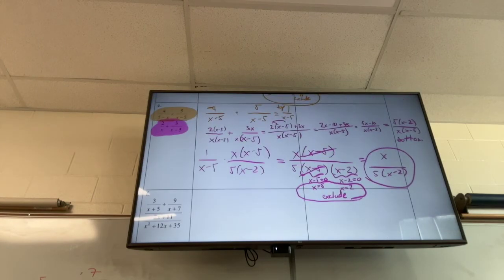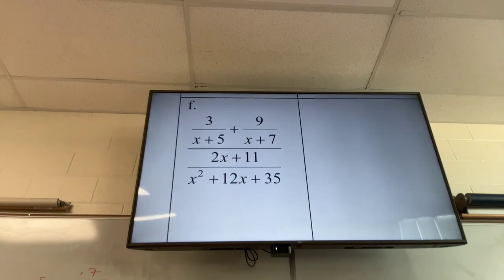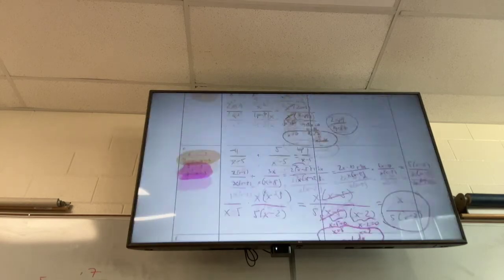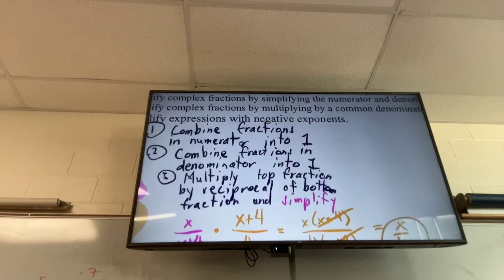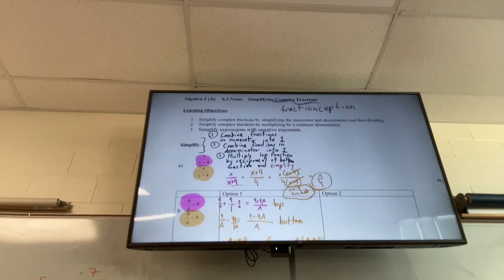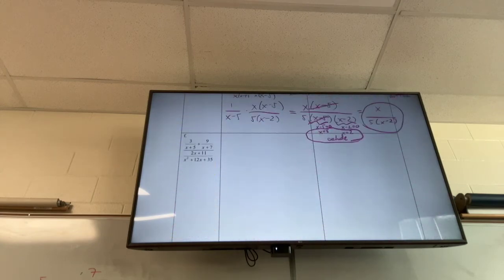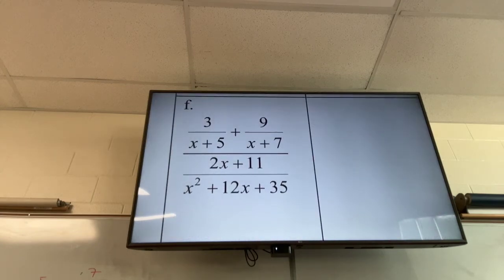Okay. Are you guys okay if I move on? Should we move on? Okay. First step is what? Okay, guys, this is kind of a lot of steps, but it's literally the same 3 steps each time. You've got to combine the top two into one fraction. So let's combine these into one fraction.